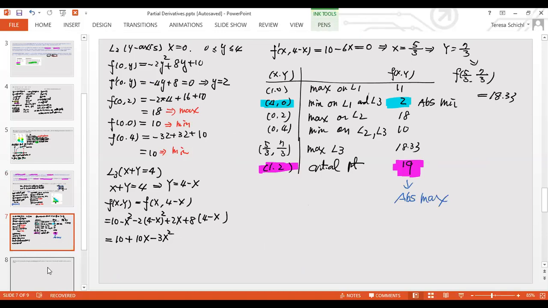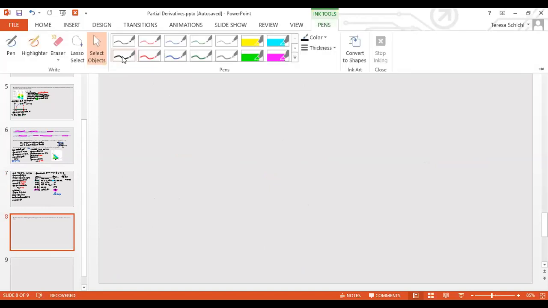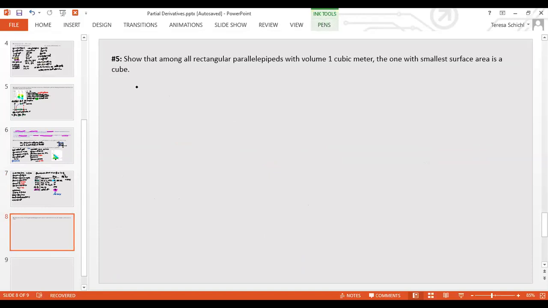Okay, so now let's take a look at another application here. Later we'll have a different method to show you and simplify it. Let's show that among all the rectangular parallelepipeds with a volume of 1 cubic meter, the one with the smallest surface area is a cube. So what do they mean here? I have a rectangular parallelepiped, so basically it's telling you it's just a what?